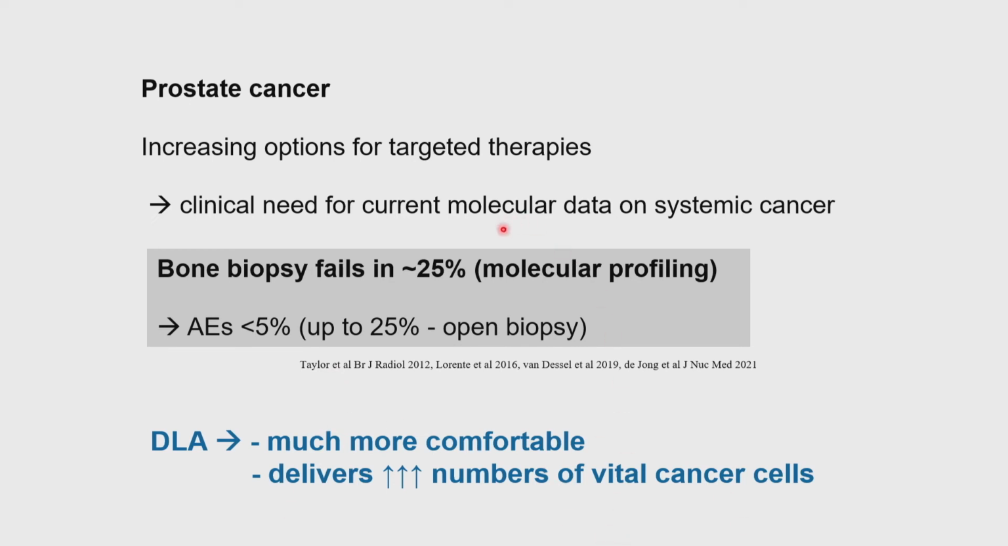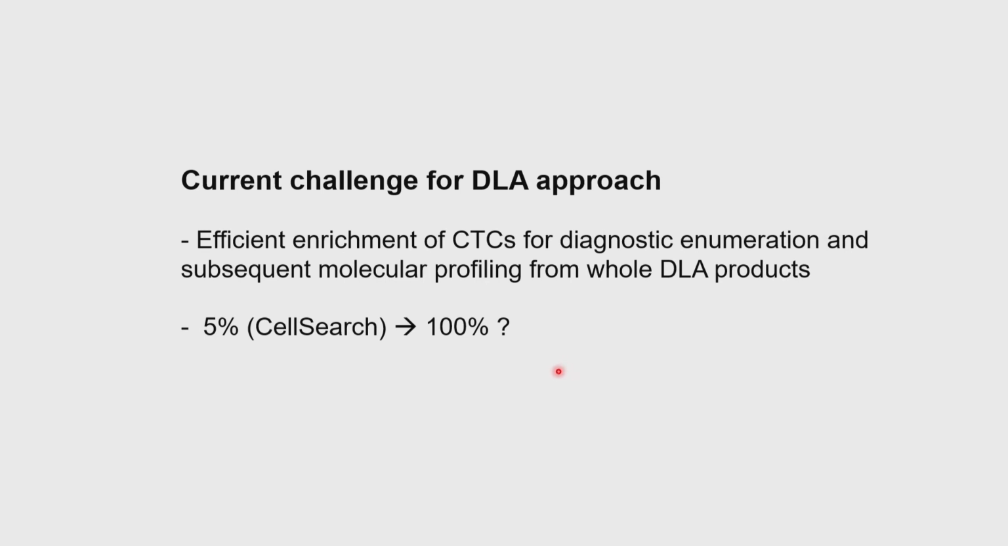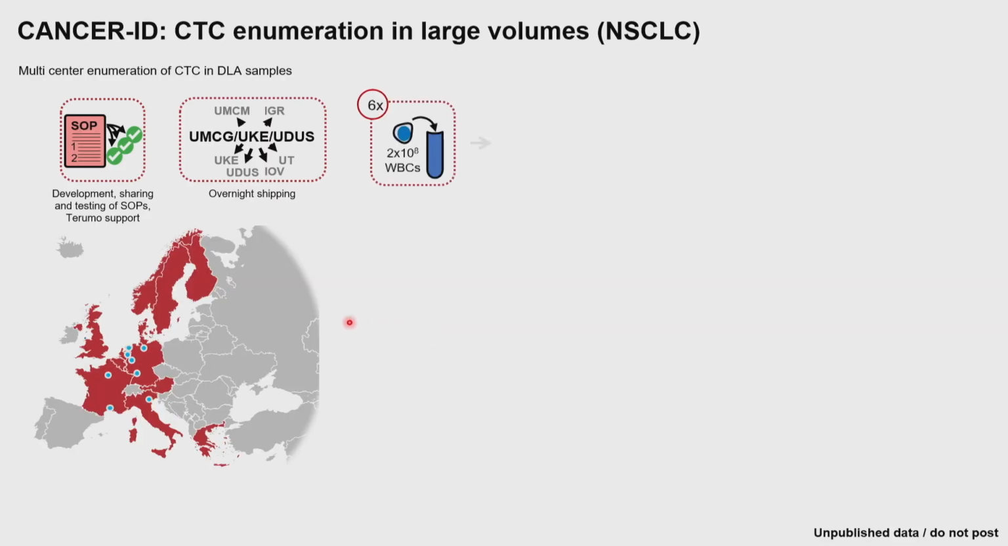cells, whereas in bone biopsy, which is not particularly dangerous but very uncomfortable for the patients, it fails in 25% because the material is just not good enough for molecular profiling, like DNA profiling, for example. However, we have, of course, big challenges still, and a major challenge is that we created a large haystack, which we have to process, so these billions of white blood cells. So right now we analyze as a standard 5%, and we can deplete more for these functional analyses, but we want to efficiently analyze, of course, 100% of the whole DLA product.